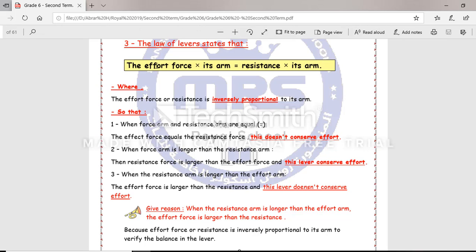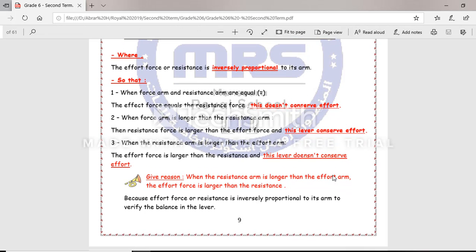And when does this case occur? This case occurs when the effort arm is longer than the resistance arm, so the resistance is more than the effort force, and this lever conserves effort. So I have here two cases in which the lever doesn't conserve effort: when the effort arm and the resistance arm are equal, and when the resistance arm is longer than the effort arm. And the only case in which the lever conserves effort is when the effort arm is longer than the resistance arm, so the resistance is larger than the effort.